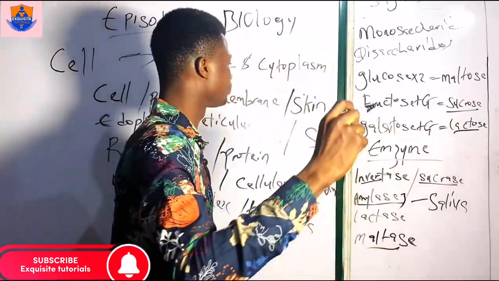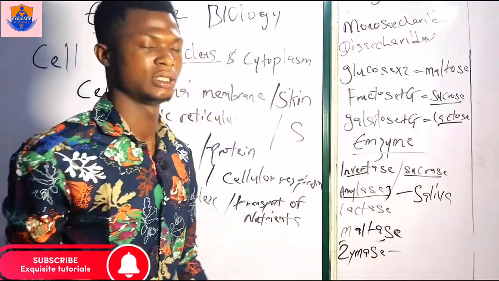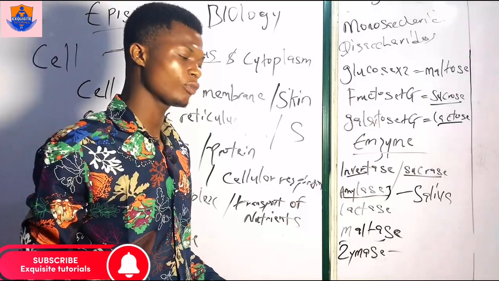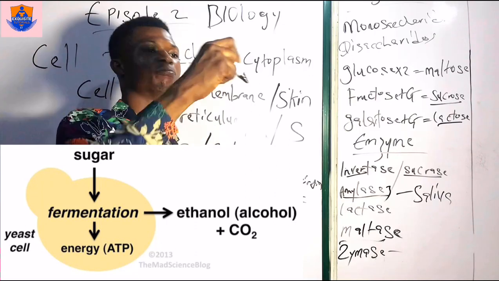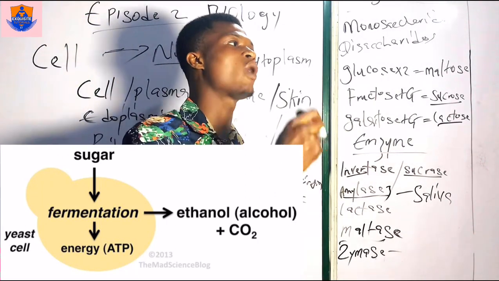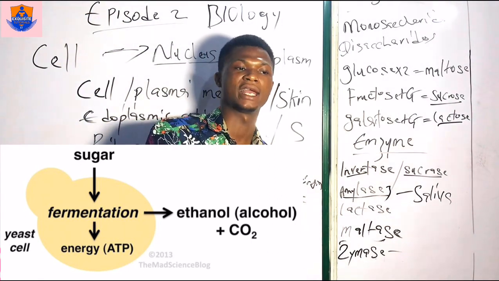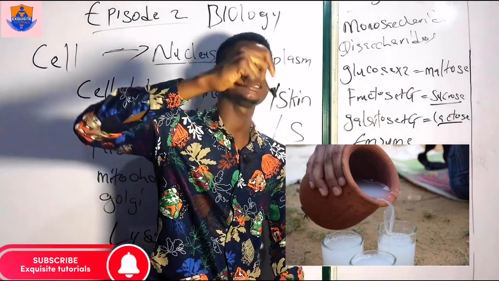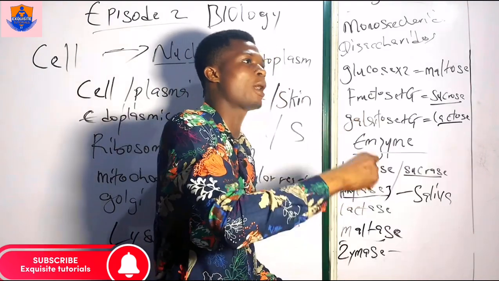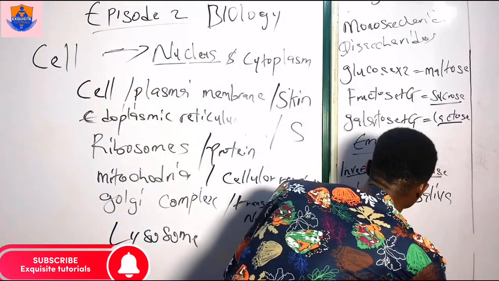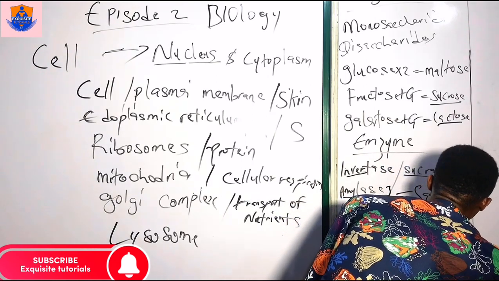Now there's another enzyme, zymase. Zymase is the enzyme responsible for fermentation. What is fermentation? Fermentation is the breaking down of sugars into alcohol. Let's say, for example, the process whereby, have you seen palm wine? Your palm wine is being left to ferment and change to alcohol. The enzyme responsible for that process is zymase. It ferments glucose to alcohol. That is the work of zymase.